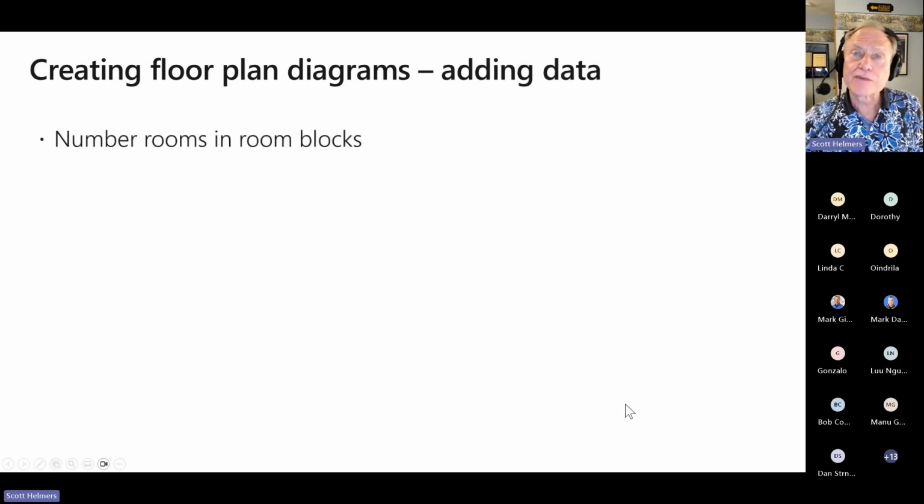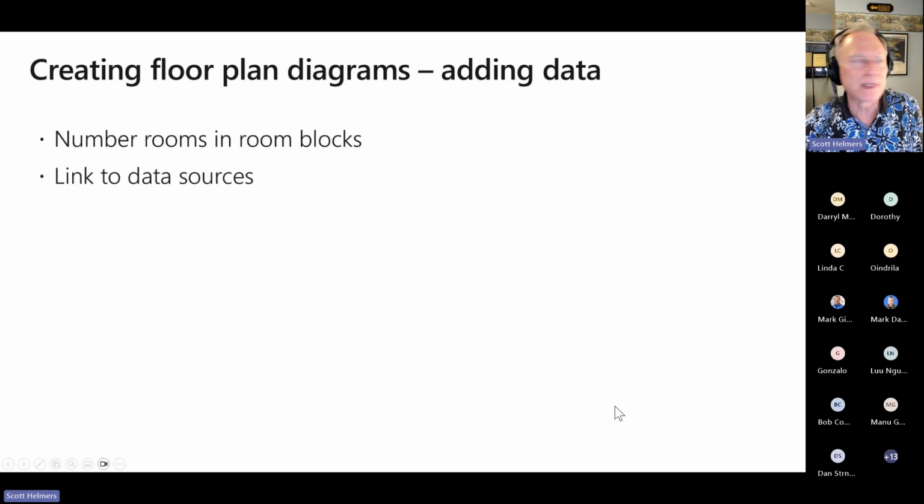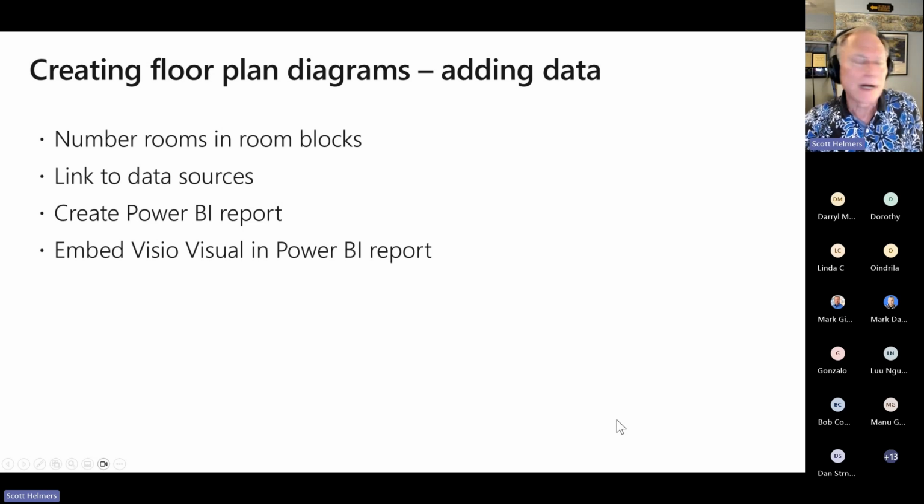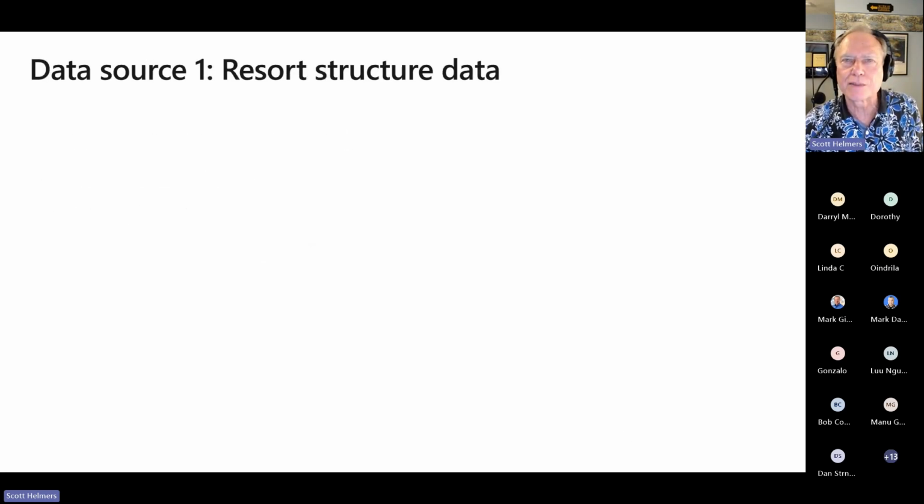And then it's a matter of adding the data. Just like every building needed to be addressable in the park map, every room needed to be addressable. Here that was easy because every hotel room already had a number, so it was a matter of just matching those to the numbers in the database. Link to that database, which I'll talk about in just a very quick second. Create the Power BI report, embed this Visio visual that half of you know about into the Power BI report, and we had something that was approaching magical.